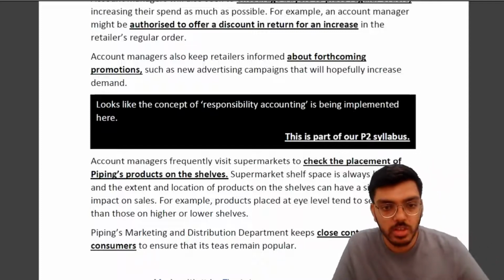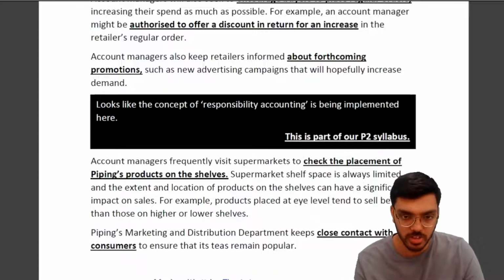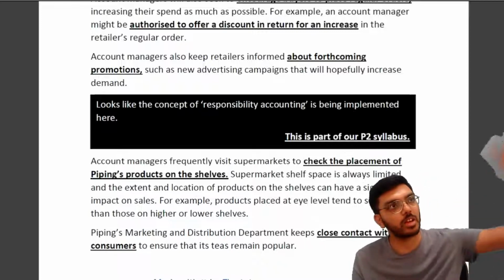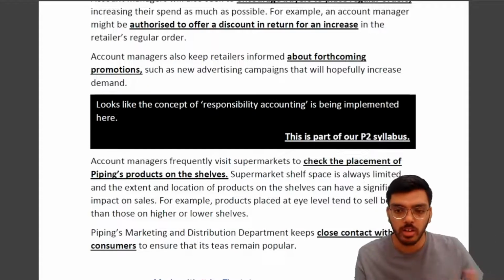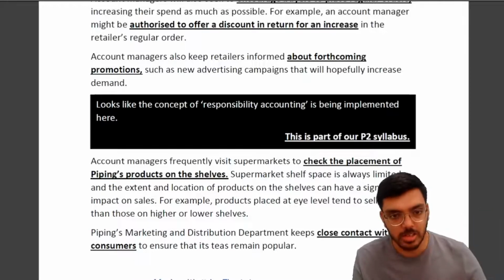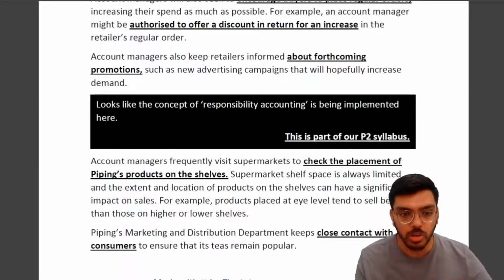Now, account managers frequently visit supermarkets to check the placement of Piping's products. Supermarket shelf space is always limited, and the extent and location of products on the shelves can have a significant impact on sales. If Piping teas are somewhere at the back end in a corner, people are less likely to find them. If they are somewhere people can easily see and buy them, that is important for Piping, because if it's not placed properly, it won't have the sales. If it doesn't have the sales, Piping is getting affected. So these checks and visits are quite important.